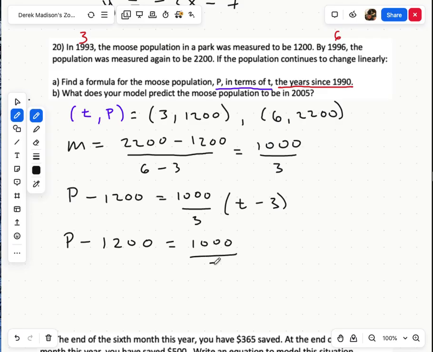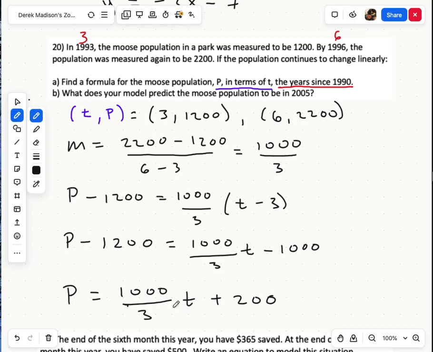So that'd be 1000 over 3 times t, so there's our slope. And then again, distributing, those cancel, and the 3's would be gone, so I would just have minus 1000 right there. And then I'll add this 1200 over, and then that'll be it. So population equals 1000 over 3 times t, and then adding that I should have 200.